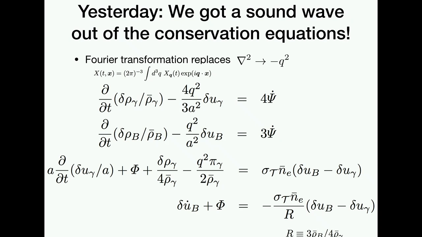Then we got a sound wave equation. That was a beautiful thing. And that sound wave equation is a sound wave equation for the photon baryon fluid with the correct sound speed, reduced from 1 over square root of 3 times c. That was beautiful. But we didn't really talk about this viscosity effect because in the limit that the photons and baryons move together, this viscosity term is exponentially damped, so there's no effect.